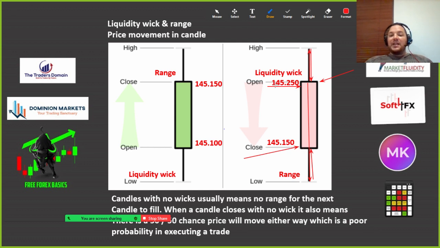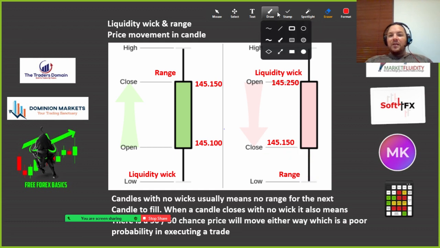And as you can see here, the price opens at 145.250, okay, and closes at 145.150 as an example. That there is 10 pips. So this candle closed 10 pips lower than when it started. So basically price closed lower than where it started. Now let me just get my eraser, because I'm sure you guys understand that. It's pretty simple.